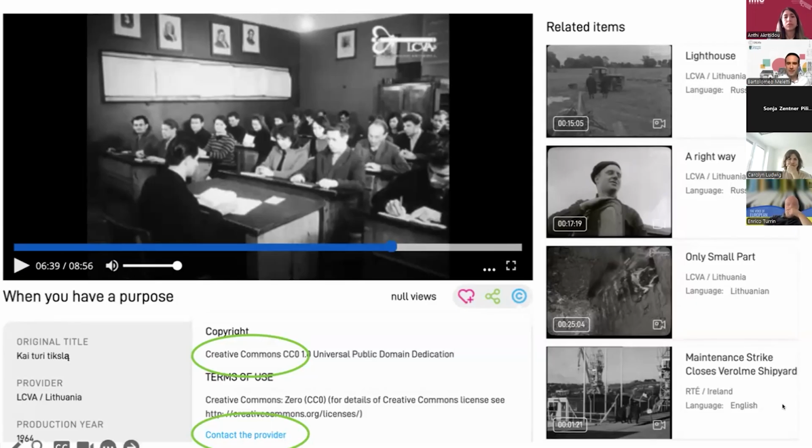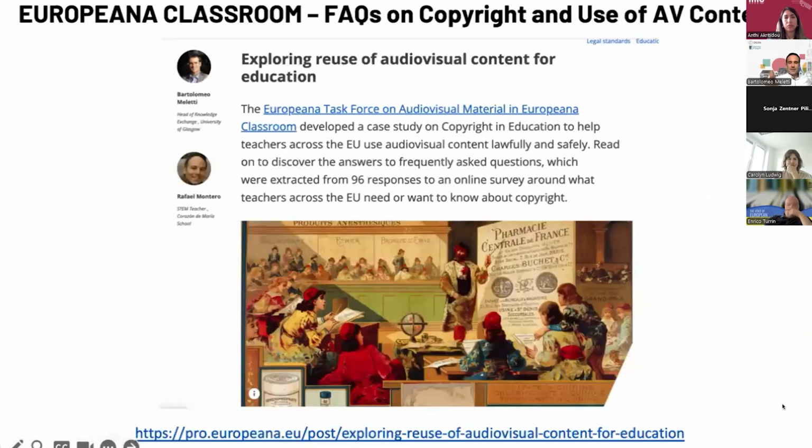directly from the provider. And yeah, all of this is also summarized in a little FAQs resource I produced with the Europeana Classroom team some time ago, where you can find a lot of the links I just mentioned in an FAQs format.